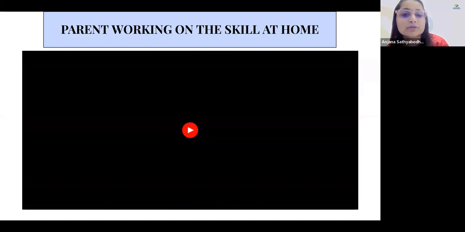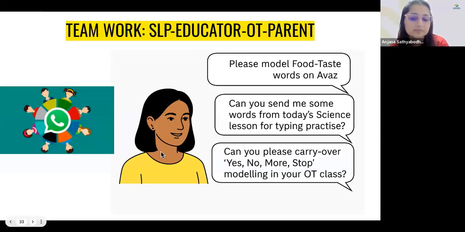So if he were to say no, she would not give, and that's when he actually understood the cause and effect of the words. This is an example of how we worked together as a team. Some other collaborations: we also had food science as a subject in the hub. I would ask the teacher to model some words related to food taste on Avaz, and where to find it. We also gave communication homework to parents. I'll share some examples in some time.